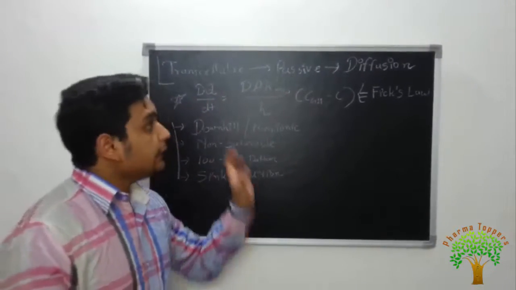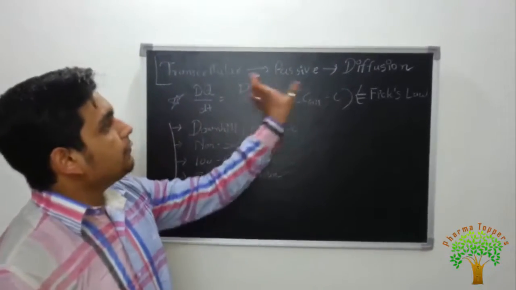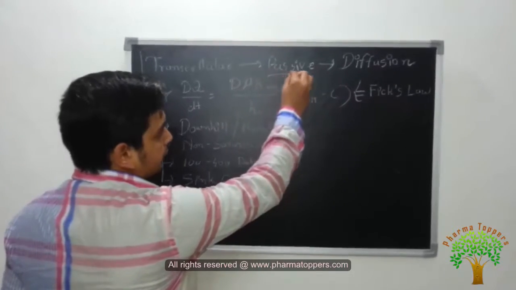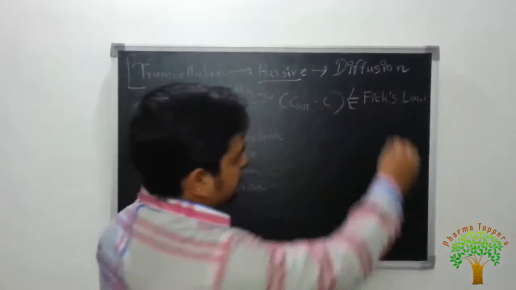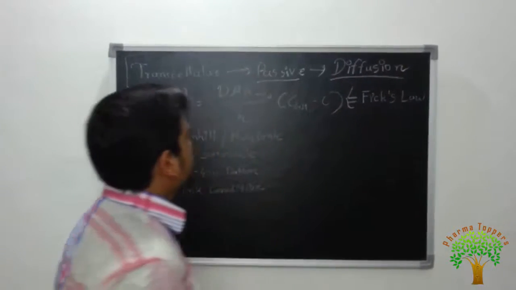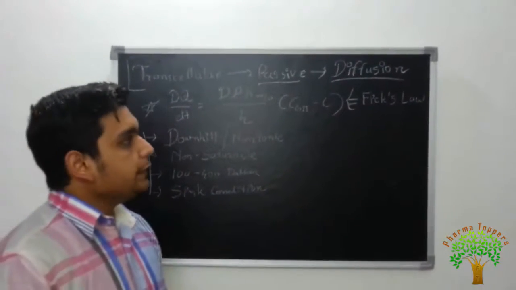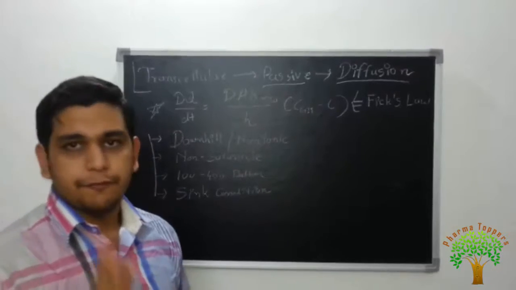Transducer, we have seen that active and passive. It is now first passive. Here's the passive transport, and in case of passive transport, it is the passive diffusion. As I have told you, passive diffusion is mainly based on Fick's law.